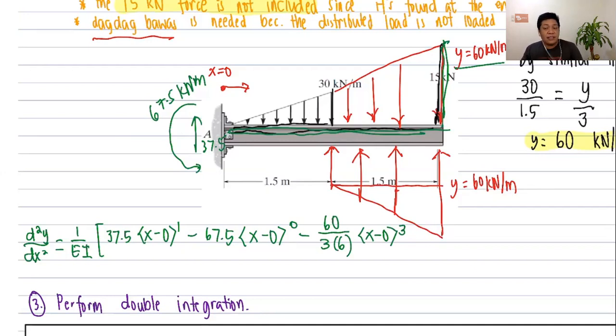From our last lecture, the distributed load should be loaded up to the end. Look at this rectangular portion. It's loaded up to the end. How about this triangular portion? It's still loaded up to the end. So if you forgot that lecture, you may revisit our previous lecture. It's already uploaded as well. You may visit the other videos uploaded for a review of your double integration method.